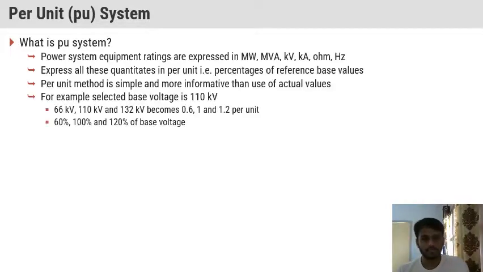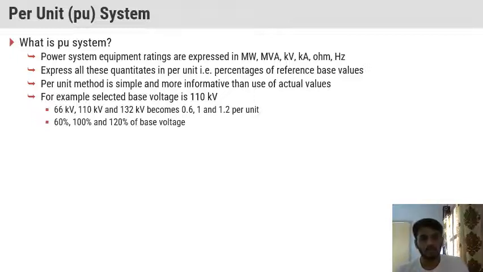Today we are discussing the per unit system. What is the per unit system? Power system equipment ratings are expressed in megawatt, MVA, kV, kiloampere, ohm and hertz. Express all these quantities in a per unit system, or we can say as a percentage of a reference base value. The per unit method is simpler and more informative than the actual values.